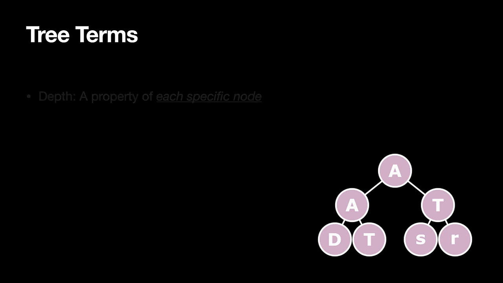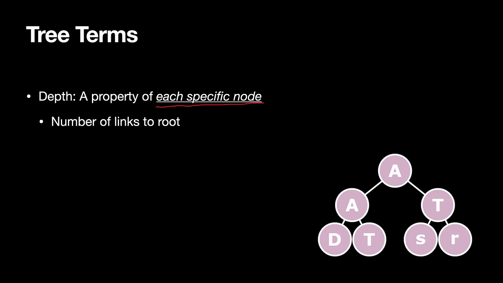Another related concept is the idea of depth. Depth is actually about specific nodes. Each node has the concept of depth. So the depth is the number of links to the root. So I'm going to pick on the little R node here in the bottom right-hand corner. We would say its depth is 1, 2. It's 2 steps away from the root, so I'm going to write that out as a subscript.